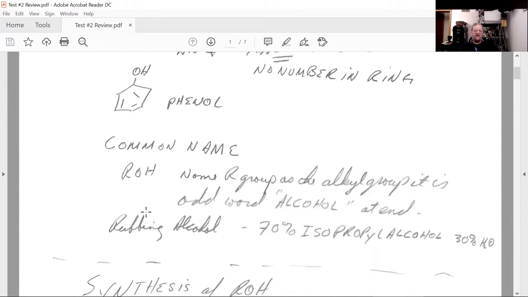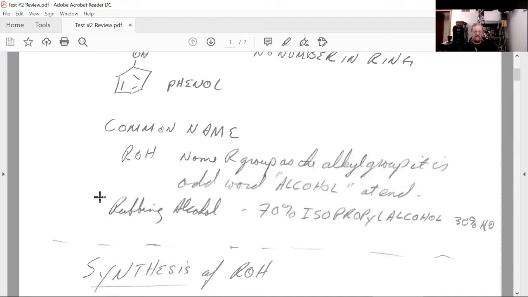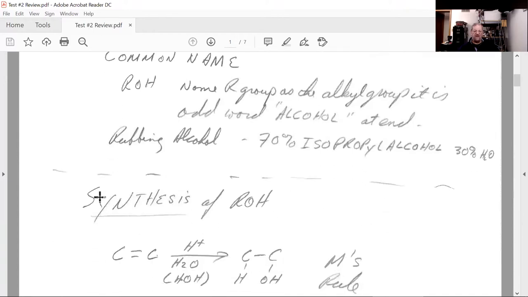Now, common names, and you should know them so you can draw the structure, which I'll have some problems on. You look for an alcohol, name the R group as an alkyl group, and add the word alcohol at the end. And therefore, in rubbing alcohol, we have 70% isopropyl alcohol, which is three carbons, and the center carbon has the hydroxyl group. Now, how do you make an alcohol?